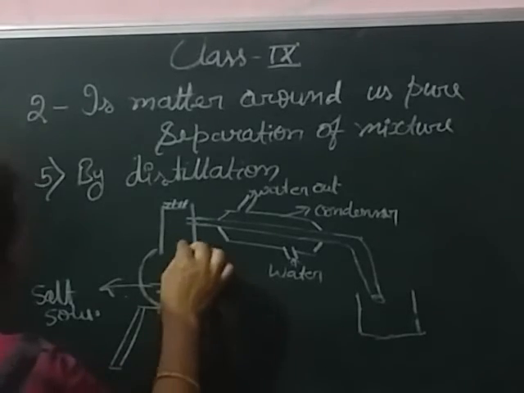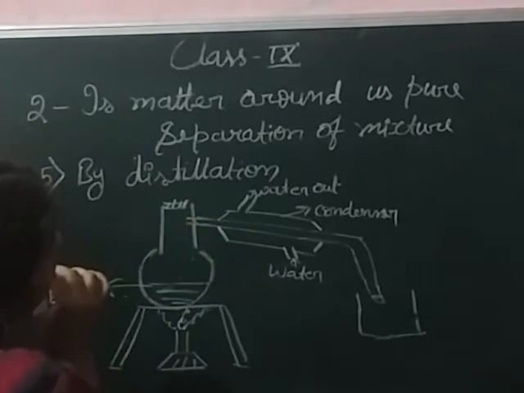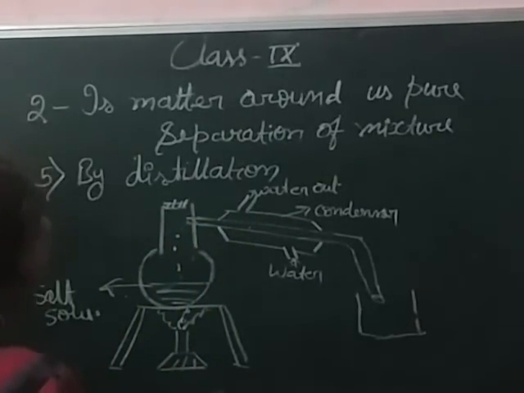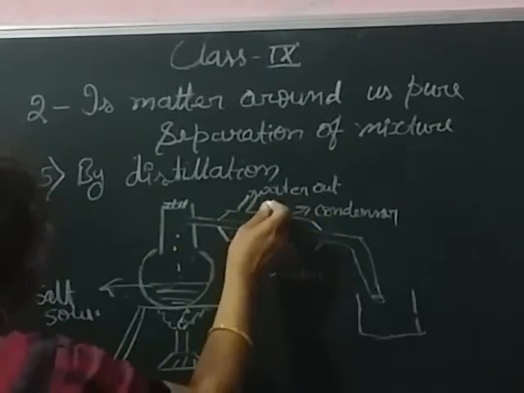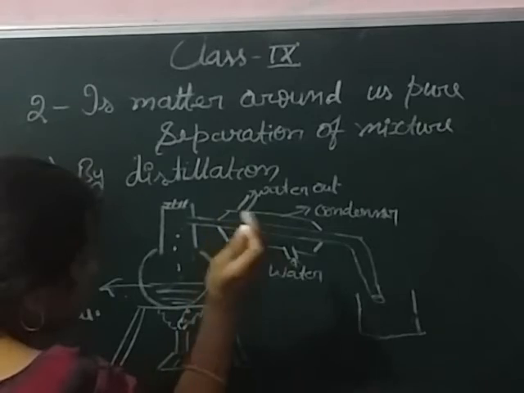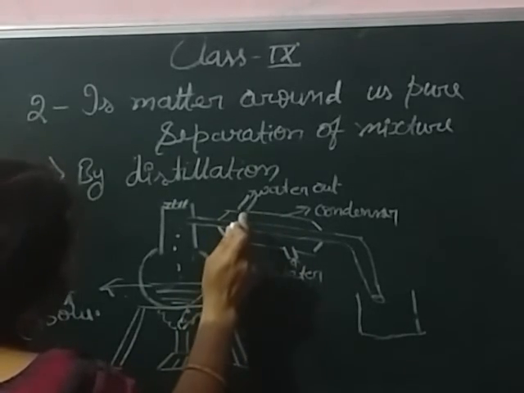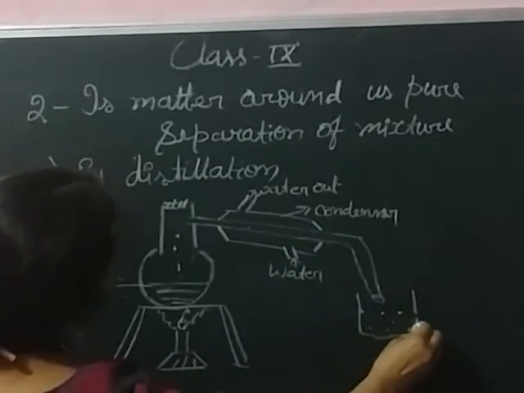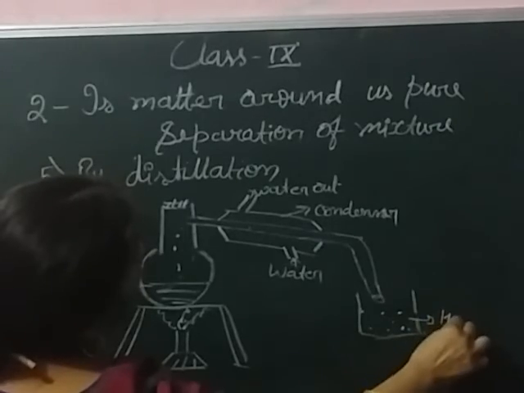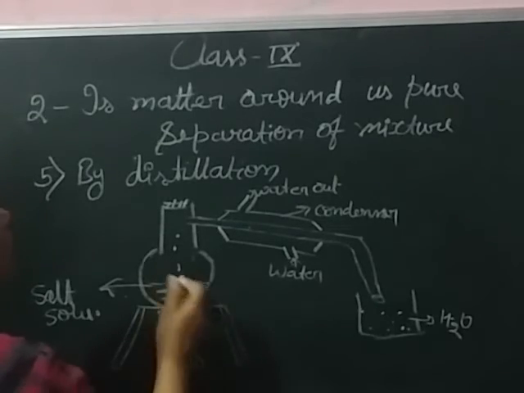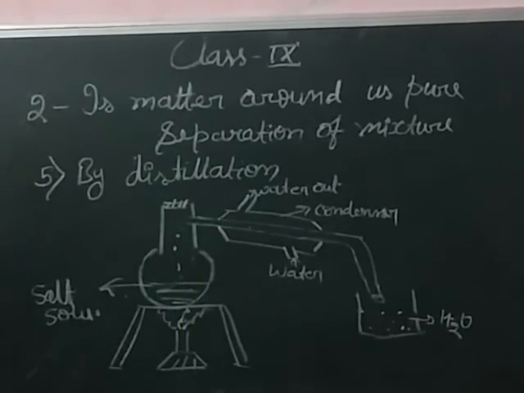That's why water converts into vapor at 100 degrees Celsius, and these vapors go into this delivery tube. When they pass through this delivery tube, the condenser decreases the temperature of the tube. Due to this decrease in temperature, the vapor converts into liquid, and the liquid is collected in another beaker. So this is the pure water, and after removal of the water, only salt is left in this flask.